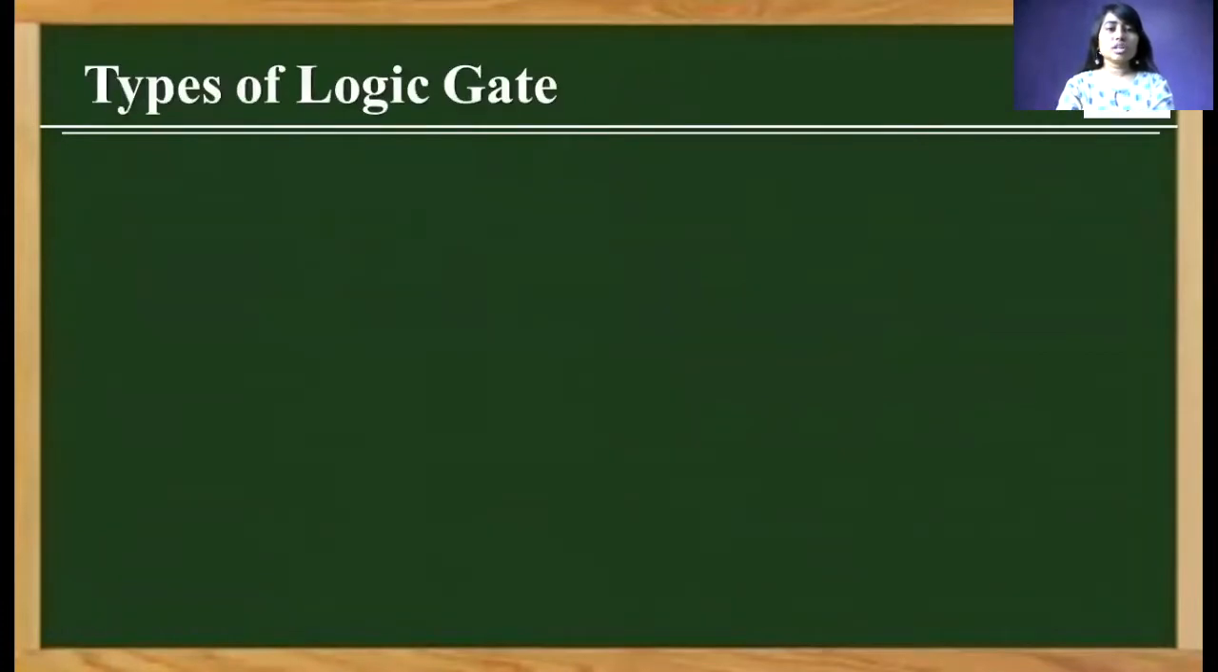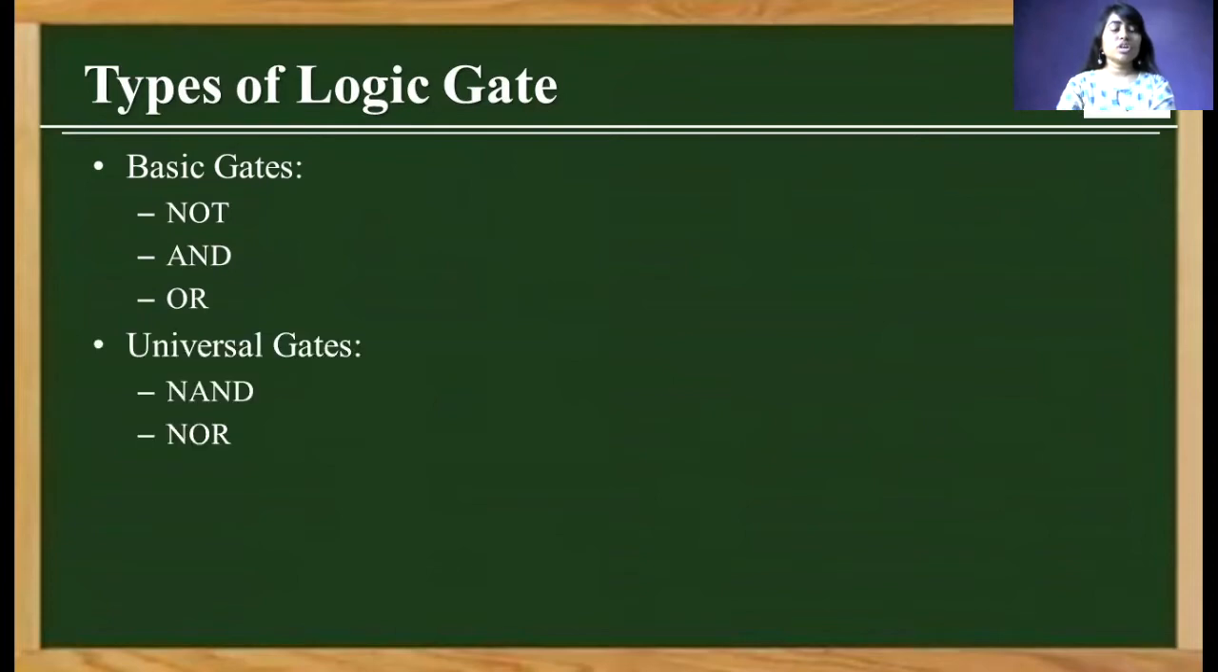Types of logic gates. First, basic gates. Basic gates, that means using these gates we can perform basic operations. So here are the basic gates: NOT gate, AND gate, OR gate. Universal gates. Universal gates, that means using only one gate we can perform any kind of basic operation. These universal gates are NAND gate and NOR gate.